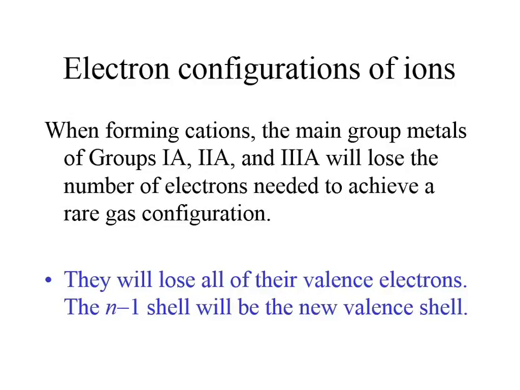That is because they want to get that rare gas configuration. I feel like we've already talked about this, I think on Wednesday. When metals lose electrons, they kick off all of their valence electrons, at least the group 1A, 2A, and 3A metals. They kick off all of their valence electrons, 1, 2, or 3, and now their new outer shell or valence shell is the N-1, okay? And you're going to see that here in a minute.